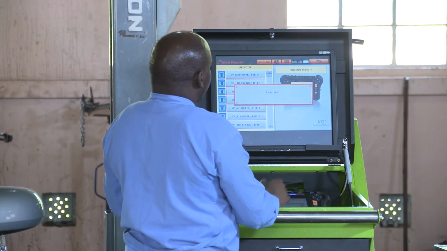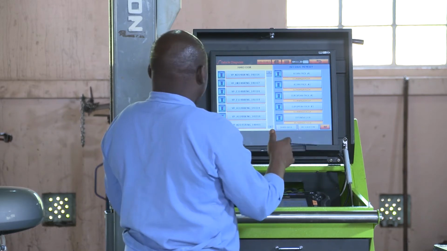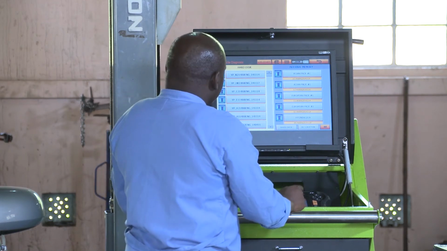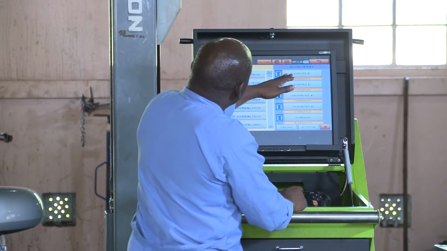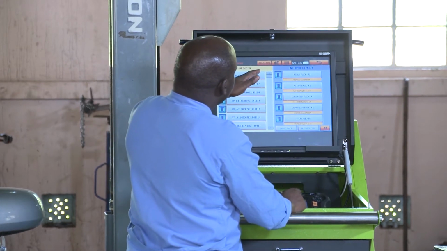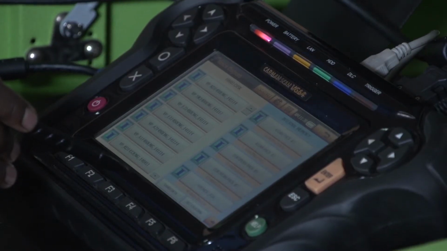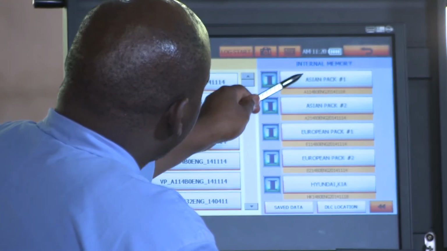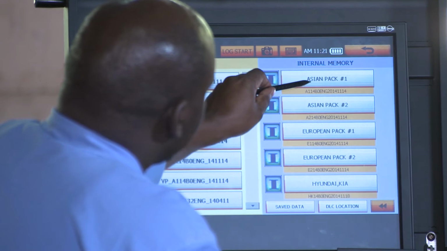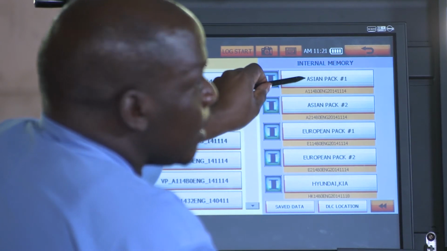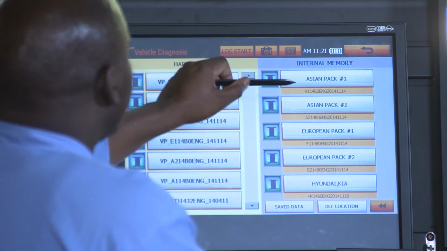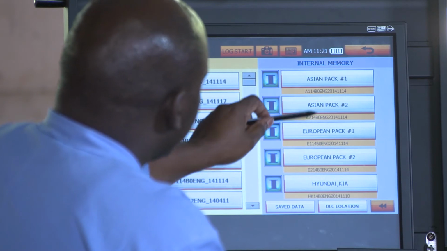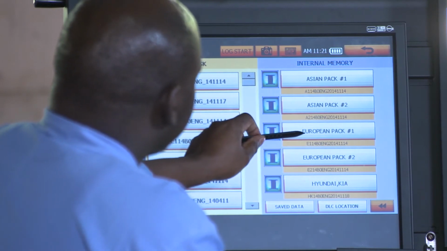In vehicle diagnosis, we have to wait for communication between the scanner and the ECU, electronic control unit. Then here we have various types of vehicle categorized by continent or country. For example, here we have the Asian pack. Inside here there is Toyota, Nissan, Mitsubishi, Mazda, and so on. There is also the European pack.